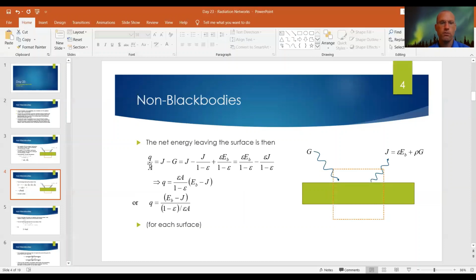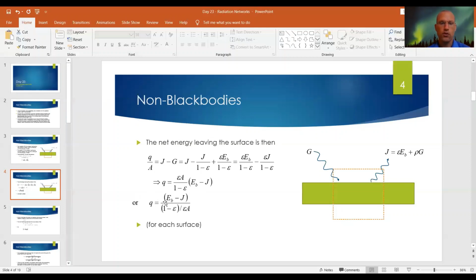Solving this for Q, so multiply by A, and pull out the epsilon over 1 minus epsilon. I have epsilon A over 1 minus epsilon, EB minus J. Or the better way to write this, as we'll see later, is basically flip this upside down, in the numerator, in the denominator. And so I have EB minus J over 1 minus epsilon over epsilon A. So any surface, the total energy coming off that surface is given by this formula here.